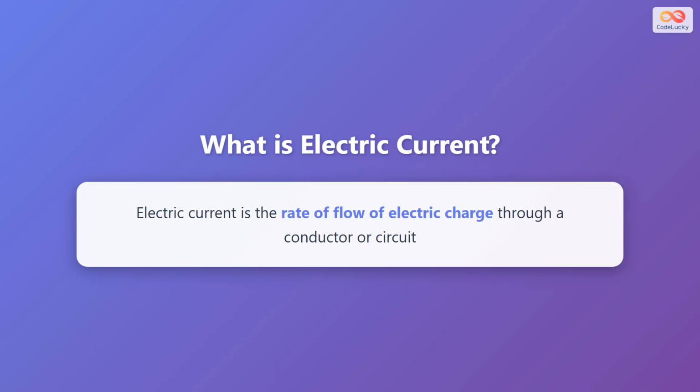Electric current is defined as the rate of flow of electric charge through a conductor or circuit. In simpler terms, it tells us how quickly electric charges are moving past a given point. Think of it like water flowing through a pipe. The current measures how much water passes by each second. Similarly, electric current measures how much charge flows through a conductor in a given time period.